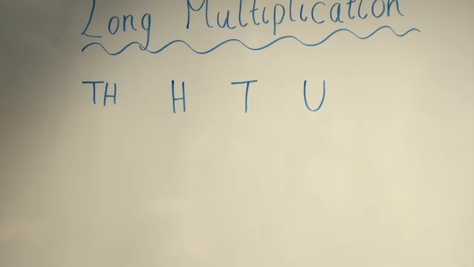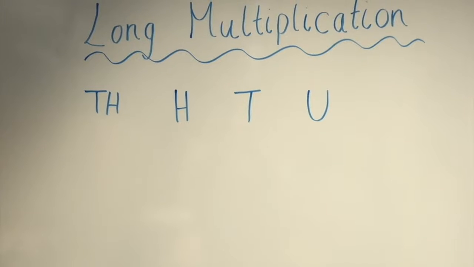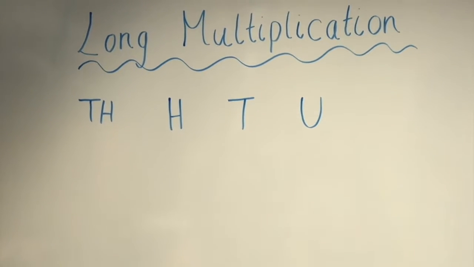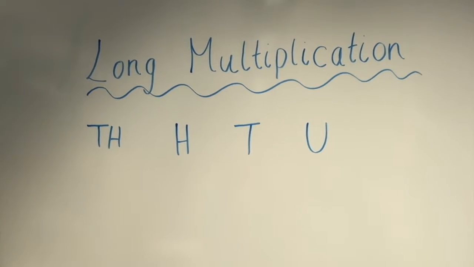So today we're going to be looking at long multiplication. To set the calculation out, we will put the larger number at the top and the smaller number at the bottom. So the calculation today is 323 times by 13.